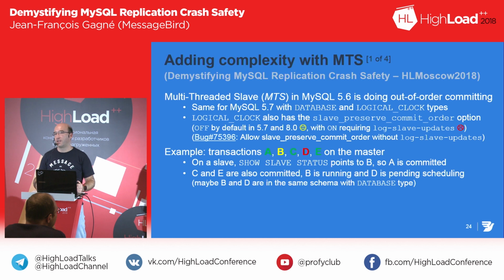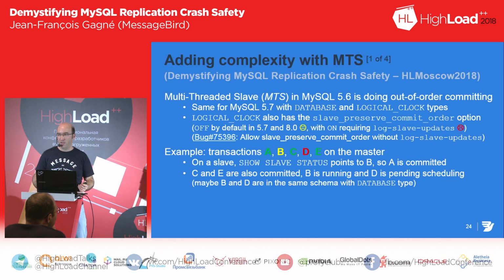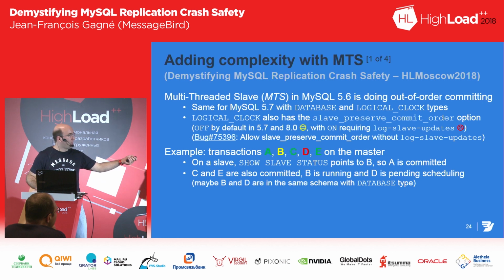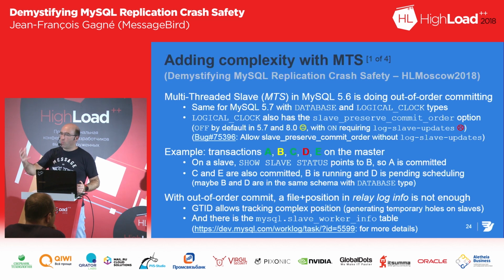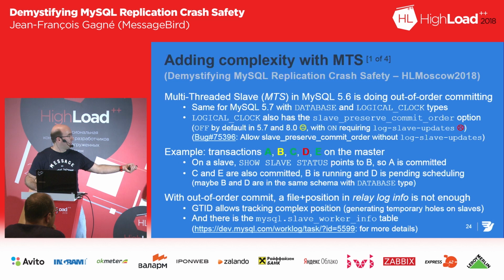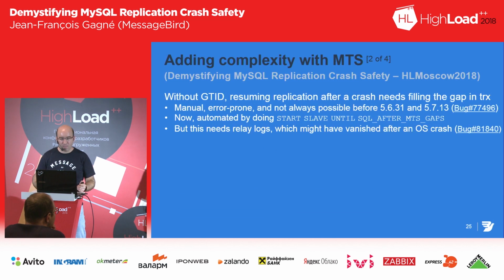So if I have transactions A, B, C, D, E in the binary logs, in that order, maybe on the slave I have A, C, and E that are committed. B is running and D is pending to be scheduled. So there are cases where you could have that. But then you have a much more complex position to keep track of. So the SQL thread cannot simply track the position with one file and an offset. GTID allows us to do that, and there's also a very complicated table that allows storing that in the non-GTID case.